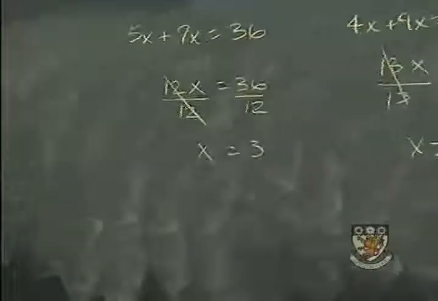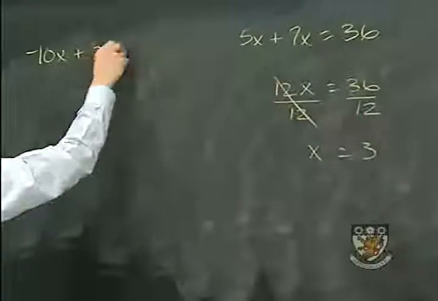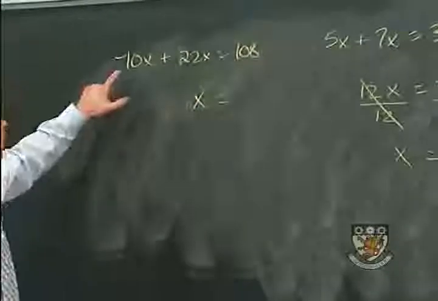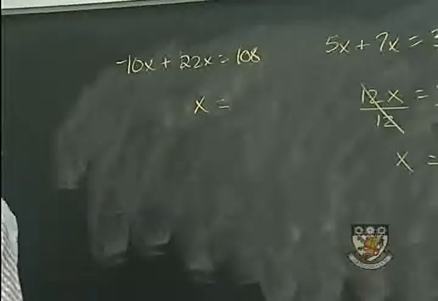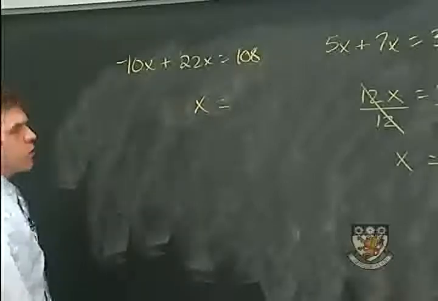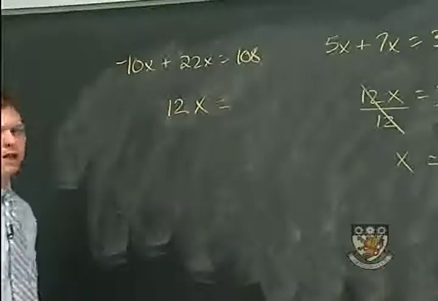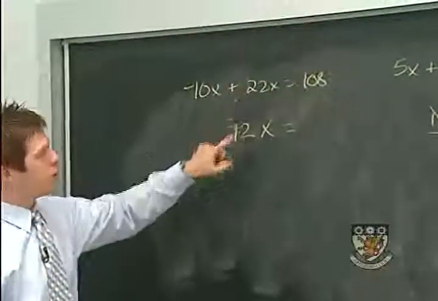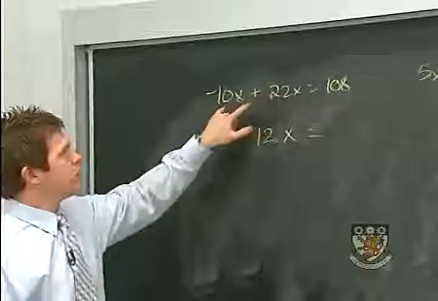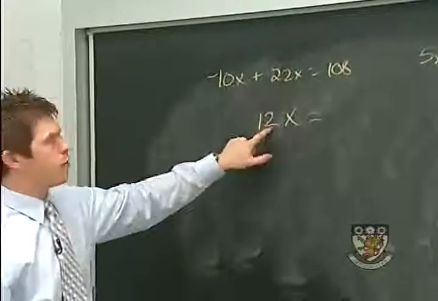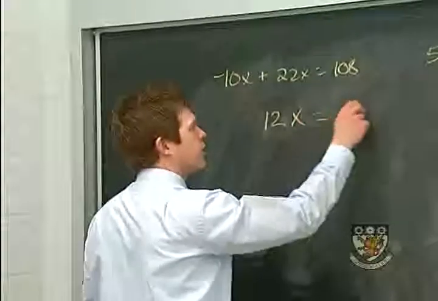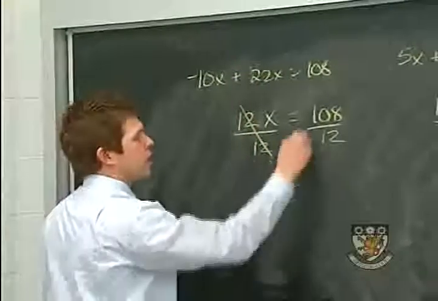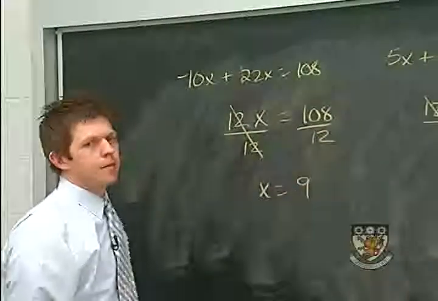Negative 10x plus 22x equals 108. X tells me I'm allowed to add them. Negative 10 plus 22. Unlike signs, we subtract. 22 minus 10 is 12. And take the sign of the larger. Which number is bigger, 10 or 22? 22 is. Therefore, negative 10 plus 22 is positive 12x. Drop down the 108. Opposite operations tells me to divide both sides. 108 divided by 12 is 9.